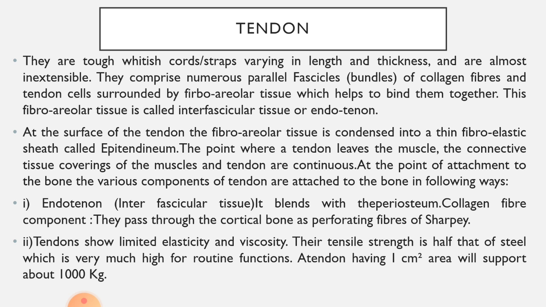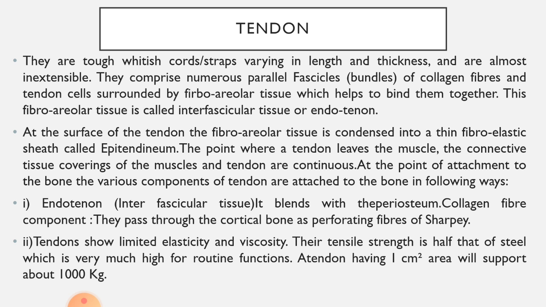At the point of attachment to the bone, the various components of tendon are attached to the bone in following ways. So where the tendon leaves the muscle at its distal end, their covering will be continuous with each other, but when the tendon attaches the muscle with the bone, it attaches in various components with the bone, and the first component is the endotendon.